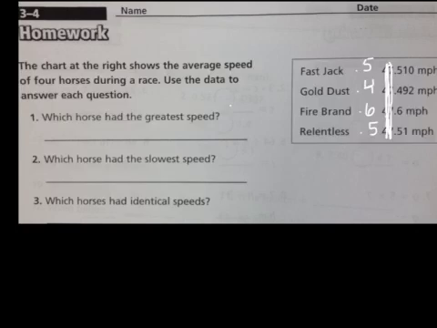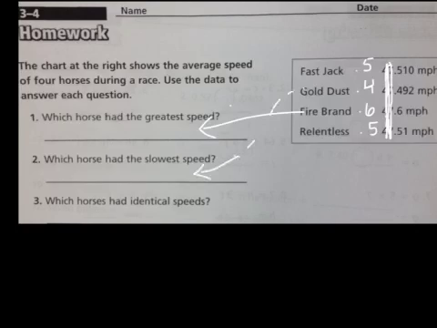Well, we know from our studies in kindergarten that 6 is the biggest of those numbers, so Firebrand has the greatest speed. We know that the 4 is the smallest of all of them, so that has the slowest speed.